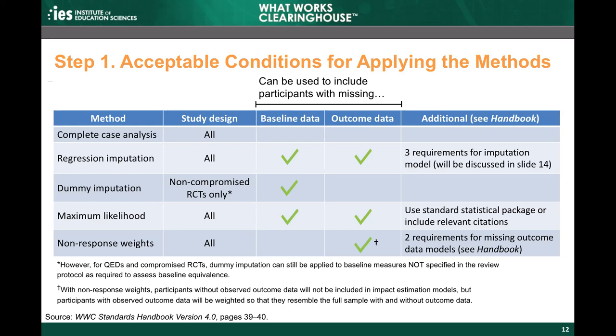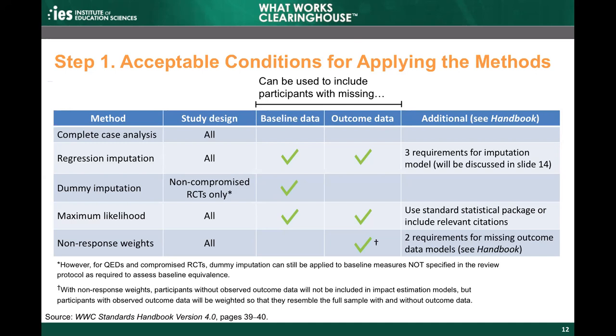The fourth method that we have is maximum likelihood. This method, again, is acceptable for all study designs and can be used to include participants with missing baseline and/or outcome data. Note that the procedure must use a standard statistical package or include relevant citations. In the final row, we have non-response weights. This method is acceptable for all study designs, but only for missing outcome data. There are also two additional requirements, which are described in more detail in Table 2.6 of the handbook.